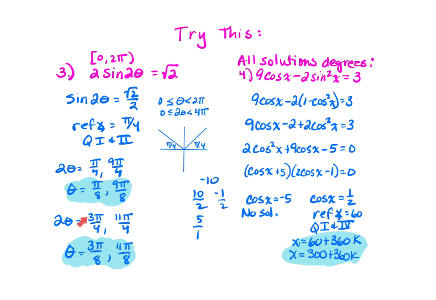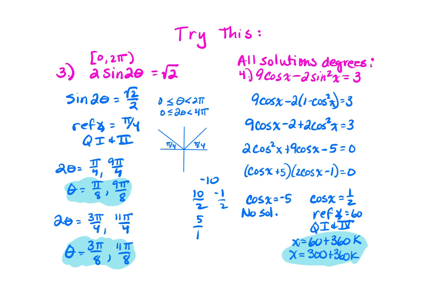And then if I add 2 pi to 3 pi over 4, I get 11 pi over 4. Again, that angle lands in the same spot. But these angles are 2 theta. I need to solve for theta, so I divide each of these through by 2, and I get these 4 solutions, all within 0 to 2 pi.